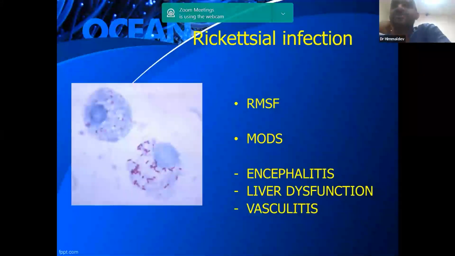So what was the final diagnosis in him? It was actually a rickettsial infection. It was Rocky Mountain spotted fever, which went into multi-organ dysfunction. Why do I call it multi-organ? Because he had liver function derangement, he had shock, and he had vasculitic lesions. That's why he required an ICU admission.